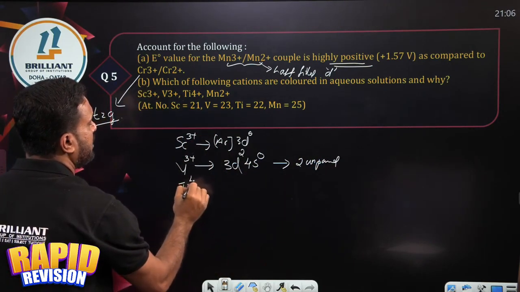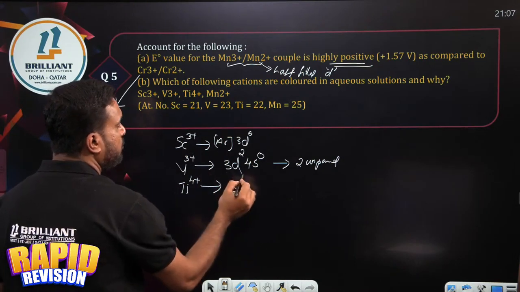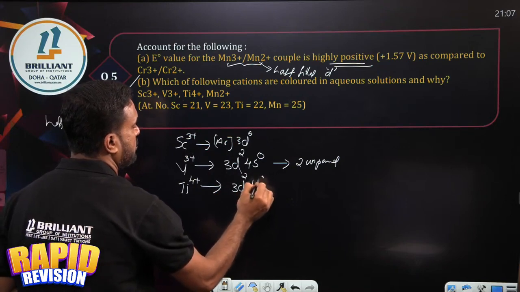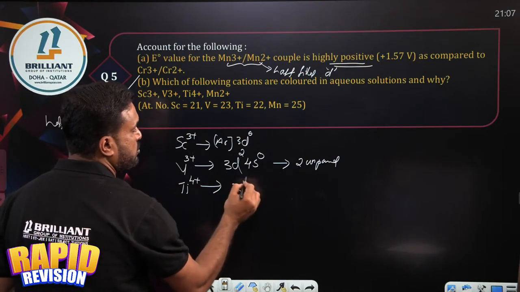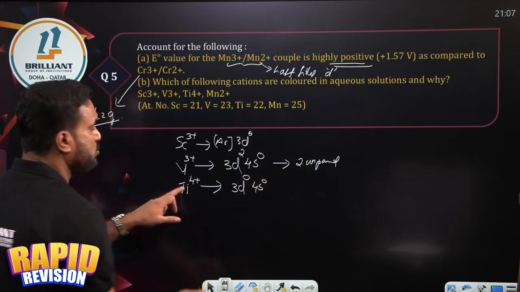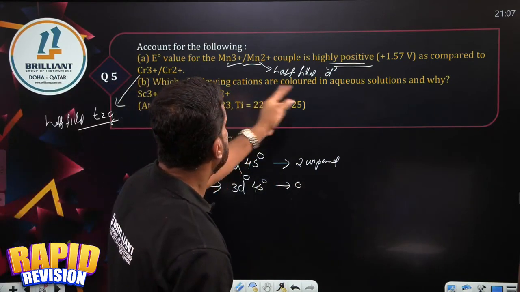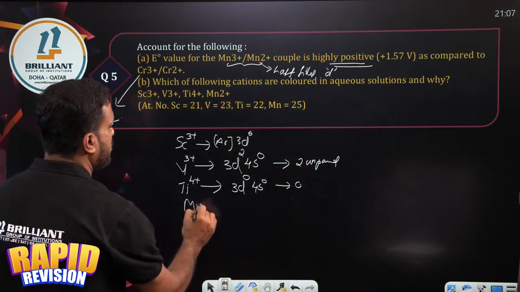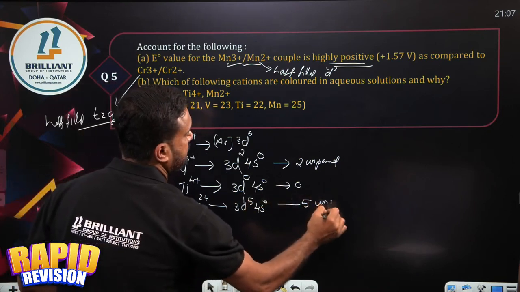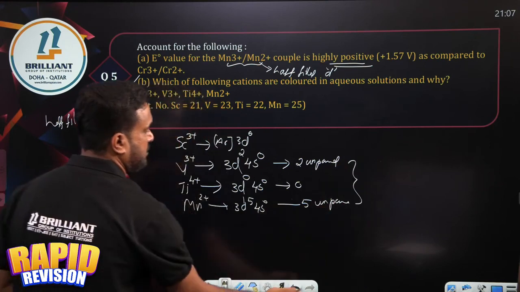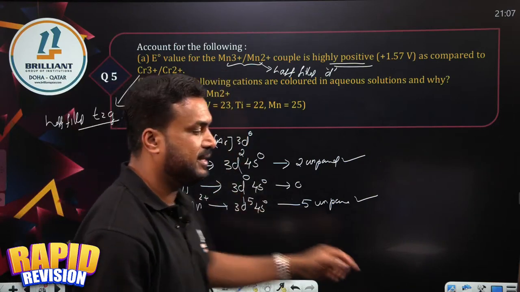After that Ti4+, I think we already wrote this. Titanium is 22, so 3d2 4s2, so Ti4+ is 3d0 4s0. Titanium is 22, 4+ means no unpaired electron, 0. Which of the following cations are colored? Mn2+. So Mn2+ means what? 3d5 and 4s0. So it has 5 unpaired electrons. So these two are colored. Okay. So this is colored and this is colored. Correct. Vanadium 3+ is colored and Mn2+ is colored.